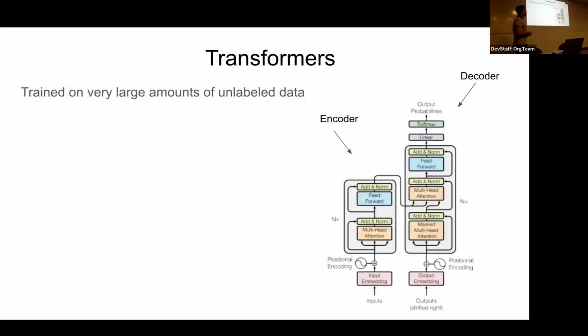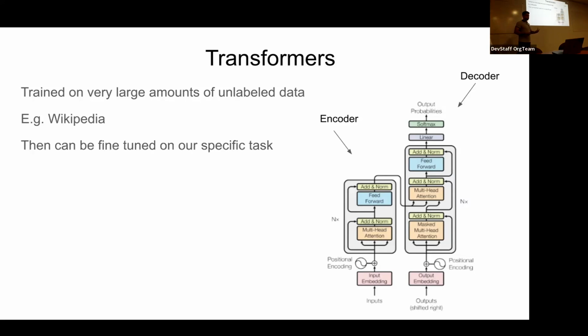Here is the image of how a transformer network looks. The only thing that I want to point out here is that it consists of two parts: the encoder part here and the decoder part. They are trained on very large amounts of unlabeled data, for example, in Wikipedia. And after that, they can be fine-tuned on our specific task.